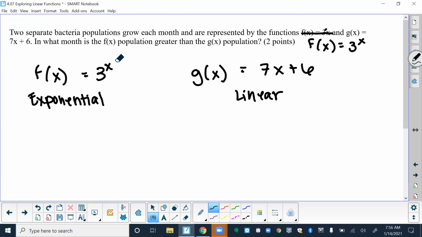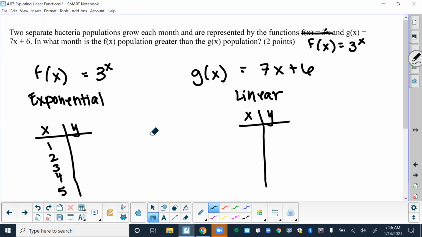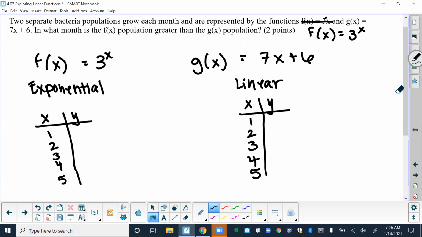And we need to figure out what month the f of x population will be greater than the g of x. So here's what we'll do. We'll make a table of values, starting with month 1 and just kind of see what we get. And then we'll also make a table of values for the linear equation and see if there is a switch at any point where f of x is greater than g of x. It will happen. We know that it will because exponential functions will always exceed linear functions at some point. We just have to figure out at what point.